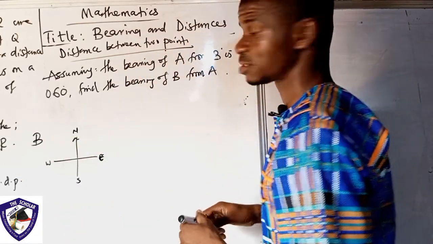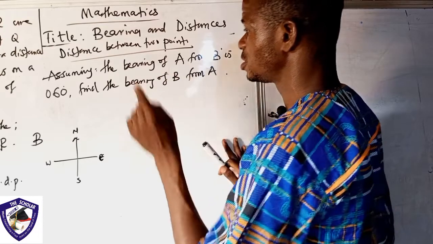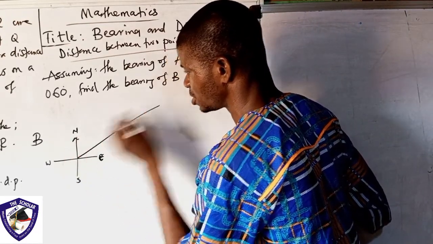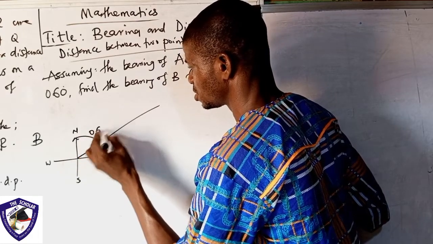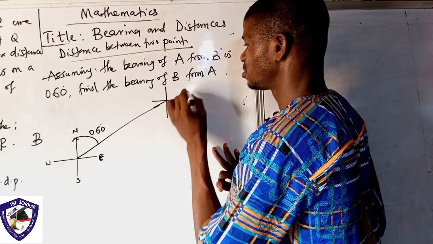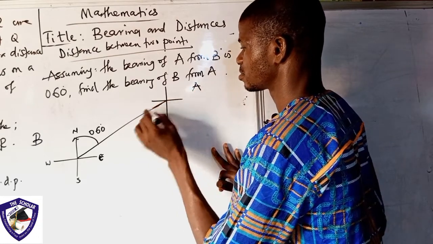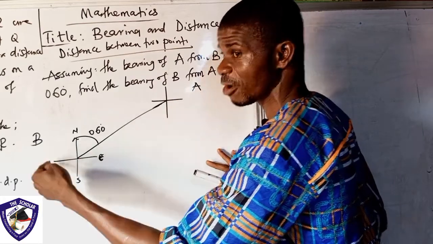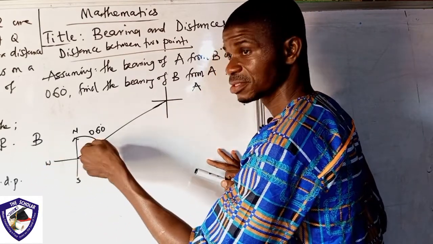Your B will come first. So the bearing of A from B is what? 060 degrees. 060 degrees falls in this portion here. So when you draw that line, then you connect it together. This will now be my A. Are you with me? From bearing of A from B, the B will come first, the 60 degrees.